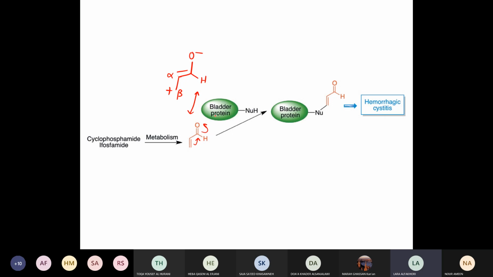What they found, or the reason for the bladder toxicity, is that some proteins in the bladder are nucleophilic species, such as lysine, such as the guanidine functionality. Those may interact with this carbon, forming a bond with the beta carbon. But the structure here is correct, there will be no double bond. It's an addition reaction. There will be a single bond between the beta and alpha carbon.